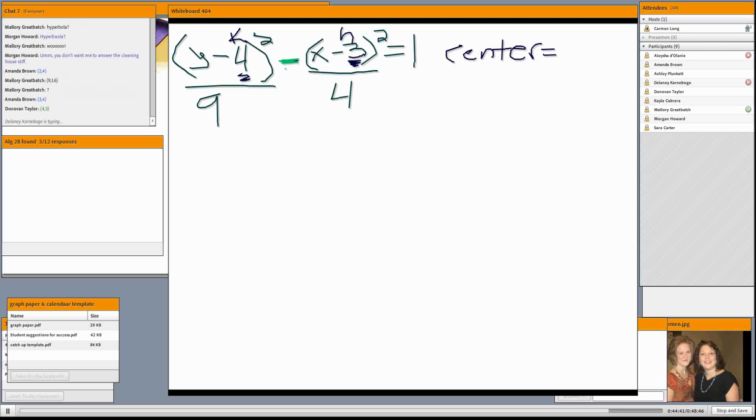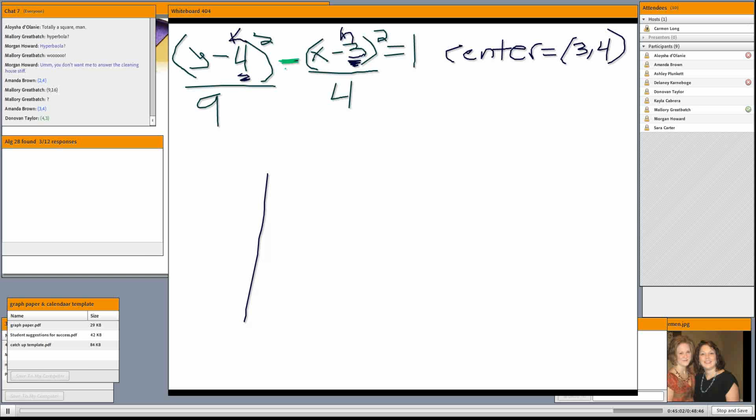There you go, Amanda's got it. 3, 4. X minus H, H is 3. Y minus K, K is 4. You see the difference? So be really careful. So our center here is 3, 4. And we're going to base everything else on that.